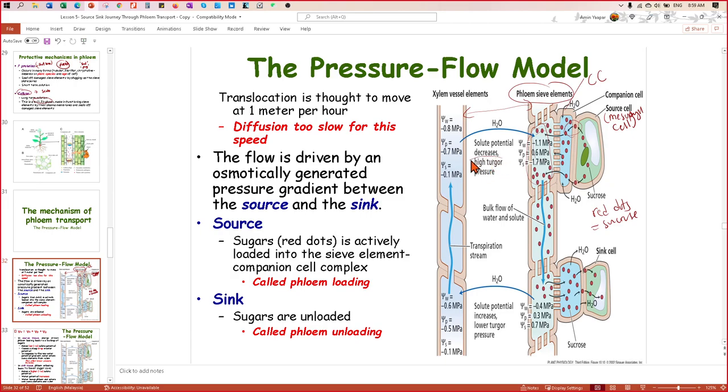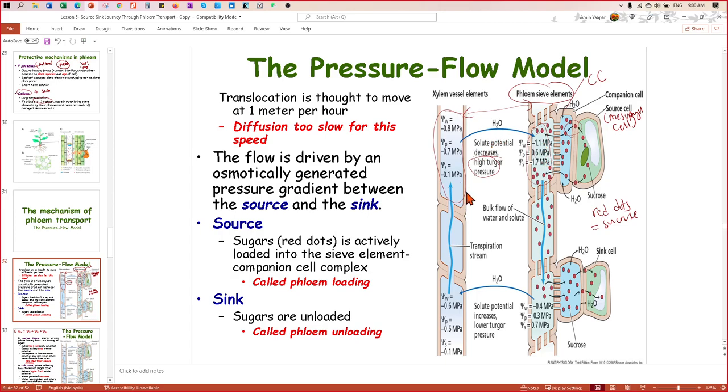It's here, in the xylem. Okay? How does this happen? Let's have a closer look here. So you have lots of sugar in here. This will bring down the water potential.